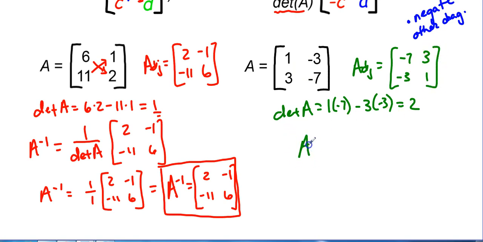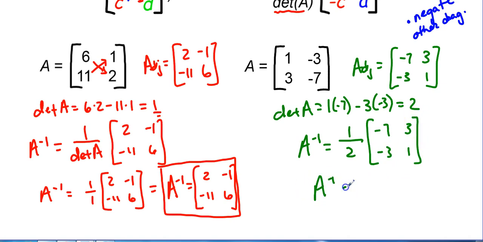I want to find the inverse. My inverse is simply 1 over the determinant of A times that adjoint matrix. Simplifying, I end up with -7/2 for my top left entry, 3/2 for my top right, -3/2 for my bottom left, and 1/2 for my bottom right. And there's my inverse, nice and quick and easy.